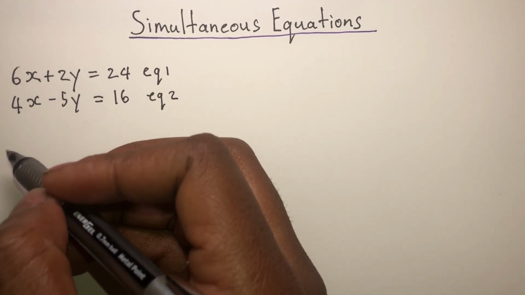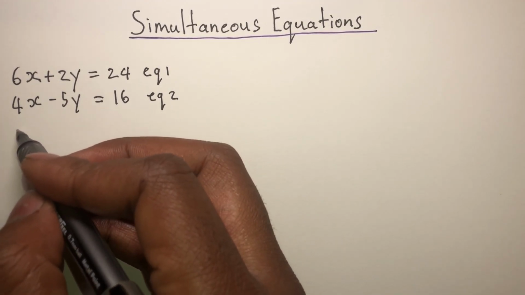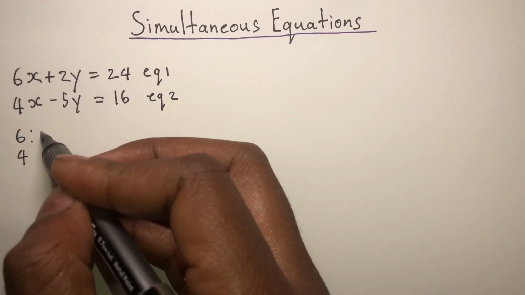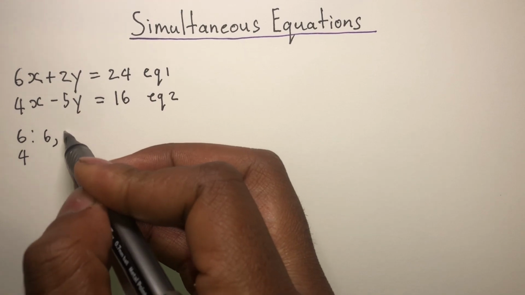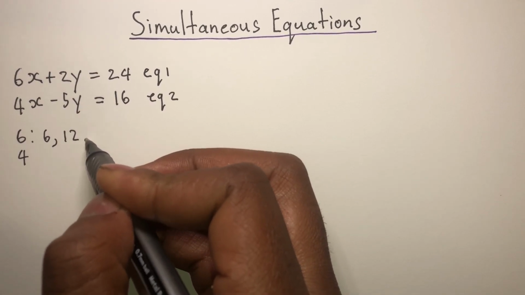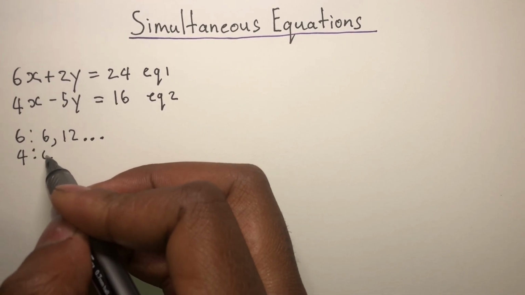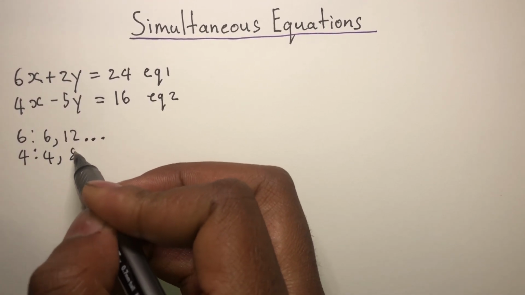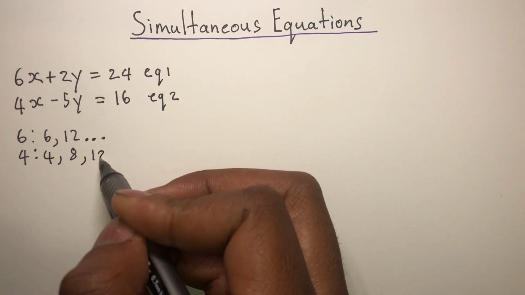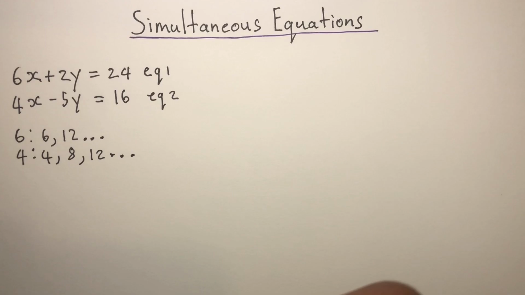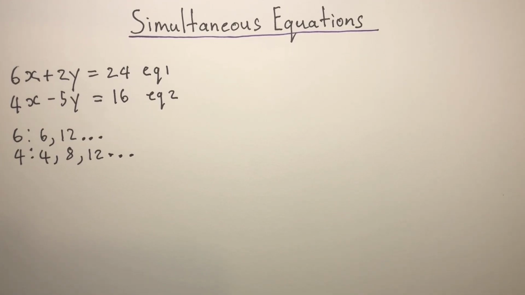So now we need to find the LCM of 6 and 4. 6 1s are 6, 6 2s are 12, and it goes on. 4 1s are 4, 4 2s are 8, 4 3s are 12, and it goes on. And as we can see, the least common multiple is 12.